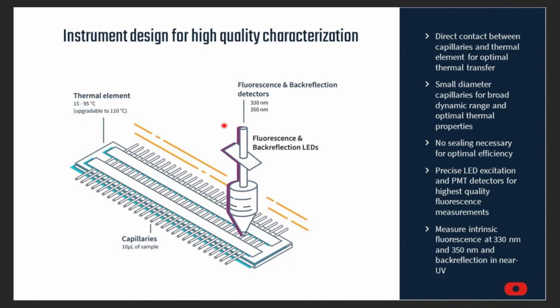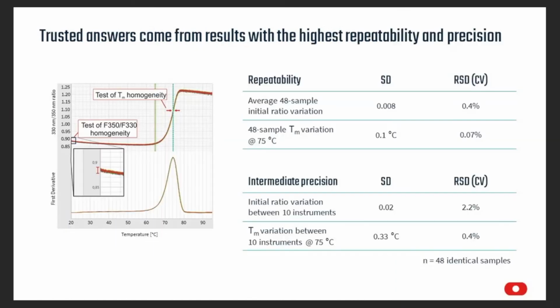The measurement itself is performed using the detectors and optics for these back reflection and fluorescence measurements that are using precise LEDs for the excitation of the fluorescence and passing the near UV light for the back reflection, as well as photomultiplier tubes to detect the light that is coming out for the highest quality fluorescence measurements. And this is what enables the measurement of that intrinsic fluorescence at 330 and 350 nanometers to look at the redshifts that are occurring when proteins unfold, as well as the back reflection in the near UV.